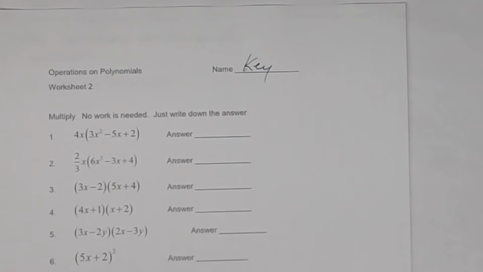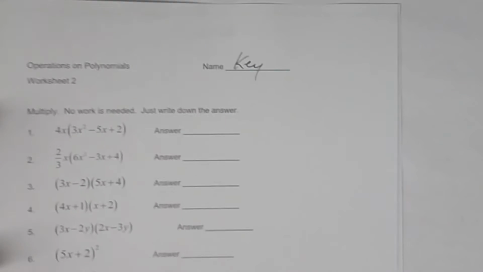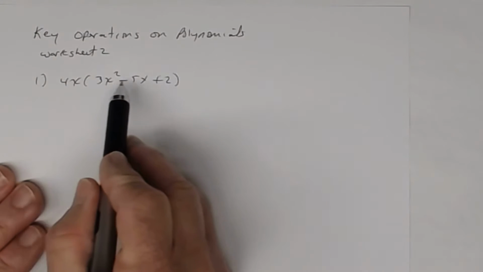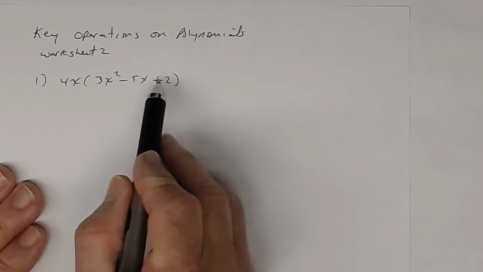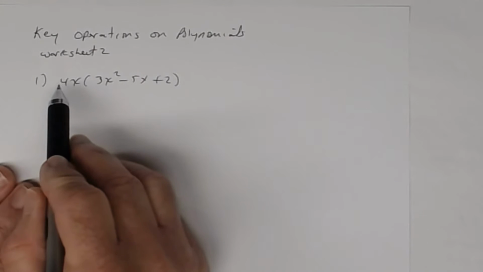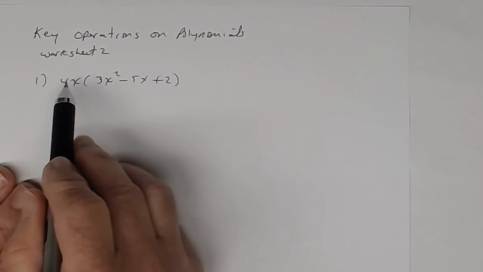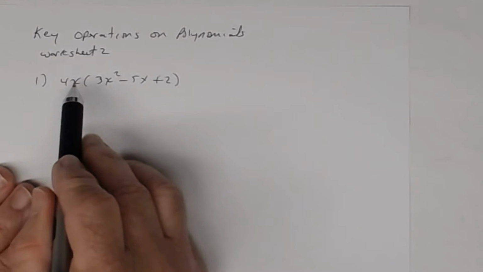All right, so this is a key on the worksheet where you're multiplying polynomials together. So let's go to number one. Number one, we have this monomial that's being multiplied by this polynomial. Now, a monomial is a polynomial. So you have a polynomial times a polynomial, but this is considered a monomial.